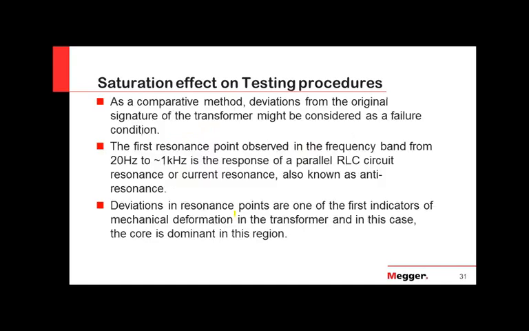So, as a comparative method, deviations from the original signature of the transformer might be considered as the failure condition. The first resonance point, and this is important for you to remember, the first resonance point observed in the frequency band from 20 Hz to 1 kHz is the response of a parallel RLC circuit resonance, which is also known as a current resonance and also known as anti-resonance. Deviations in resonance points are one of the first indicators of mechanical deformation of the transformer.